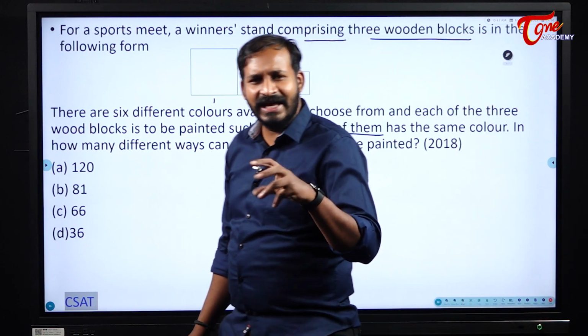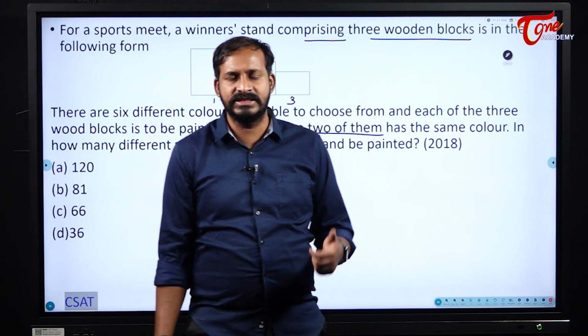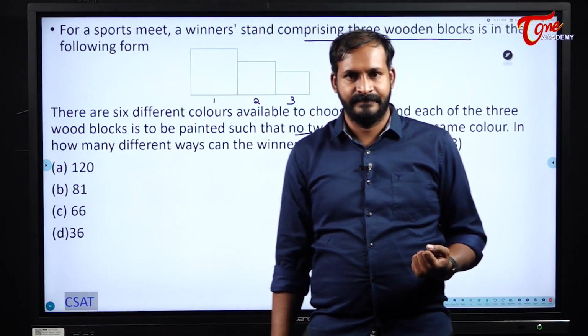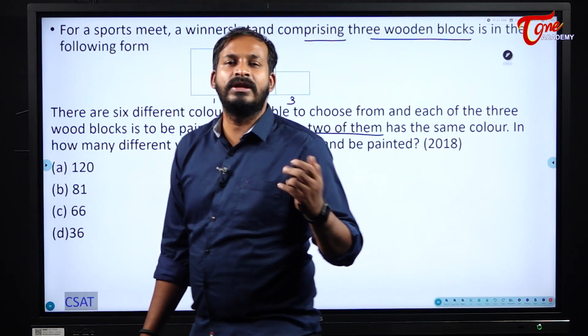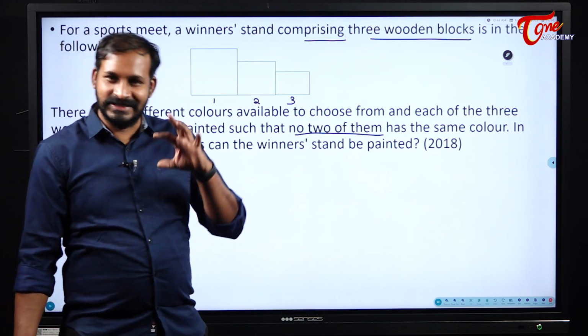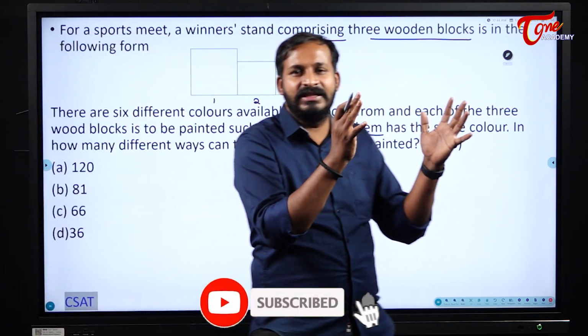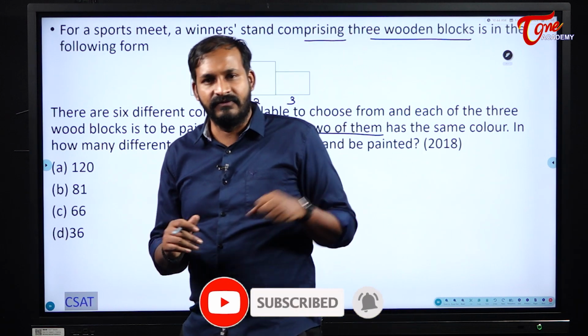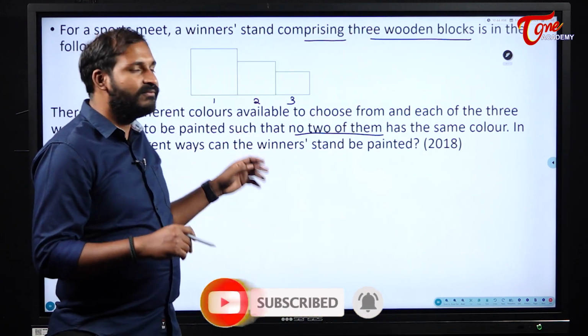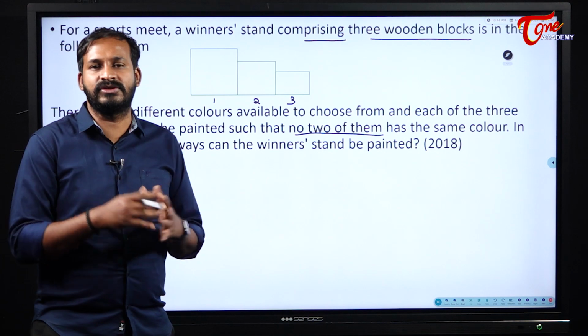What does it mean indirectly? It means if we use one color once, we cannot use it for the next. This is nothing but without repetition, students. Understood? The same concept, if we apply this in terms of letters and words, this question is nothing but without repetition of letters. We should solve the problem that way.